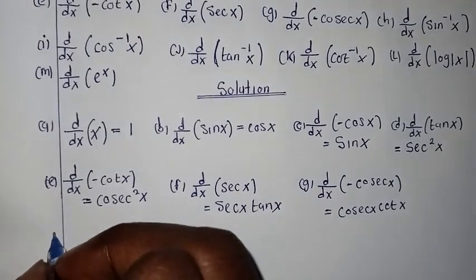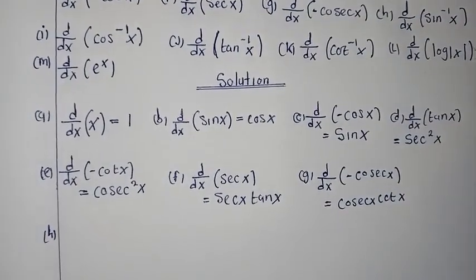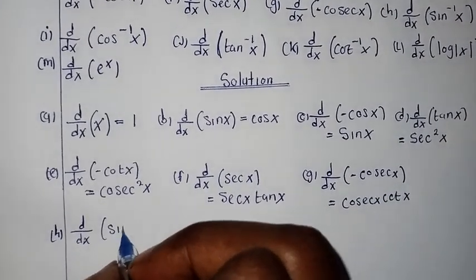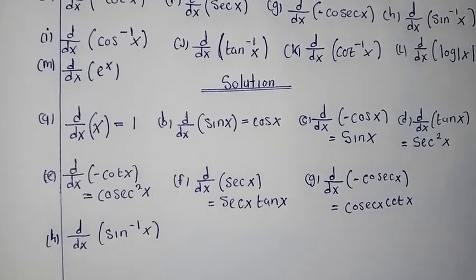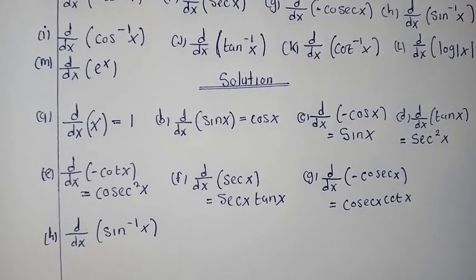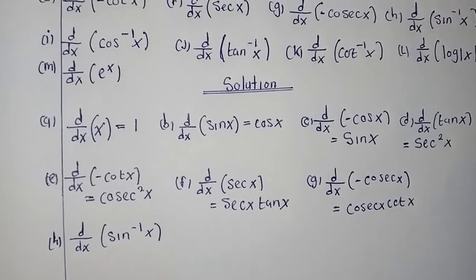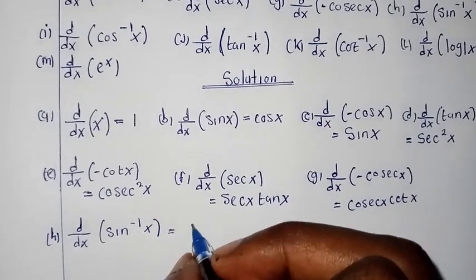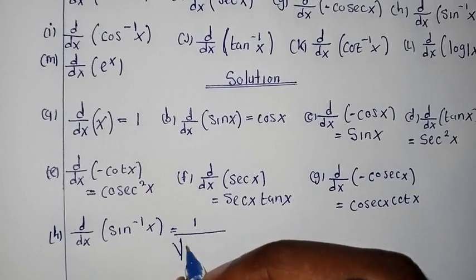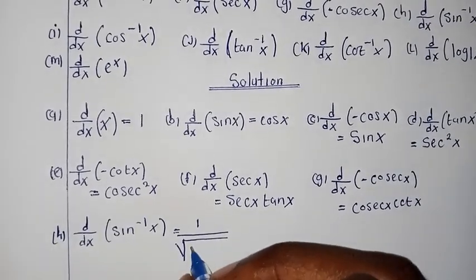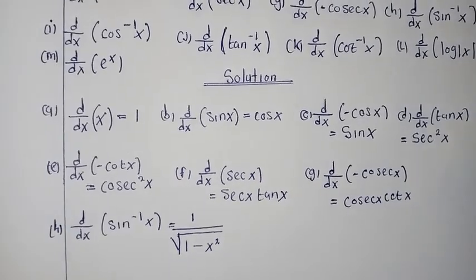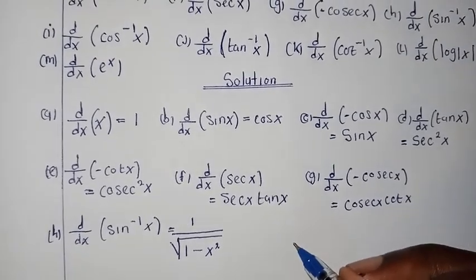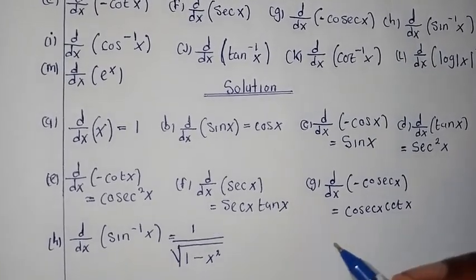I go to H. H, they're saying we find d over dx of sine inverse of x. Now for this one, you have to remember something, because this simply means that the derivative of sine inverse of x is equal to 1 over the root of 1 minus x squared. Okay? This is what it means. You have to remember this. You don't have to memorize, but just remember everything.